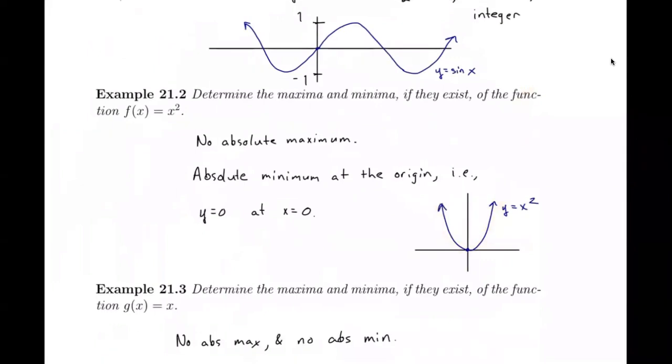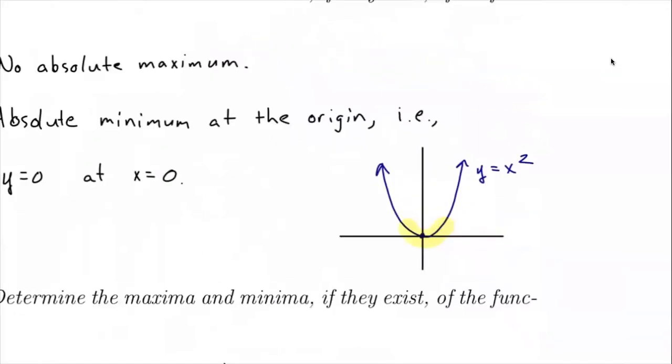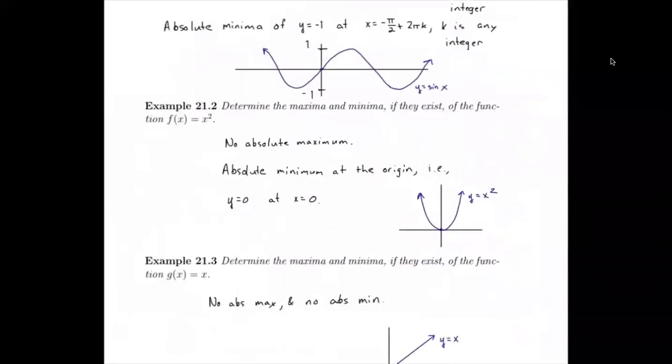There's no absolute maximum either. Okay, there's no top of a hill anywhere, and there's no largest value that this function attains because it just keeps getting larger indefinitely. However, it does have a local minimum down here. Down at the bottom, at the vertex of the parabola, it's the lowest point in a valley, right? So it is a local minimum, but also, if you look at this function, not only is it a local minimum, it's an absolute minimum because it's the lowest point overall for this function. So it's a local minimum and an absolute minimum.